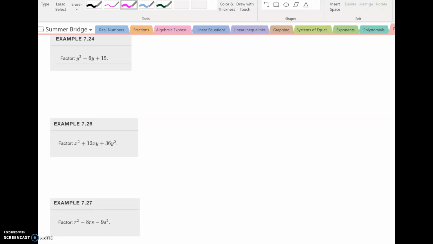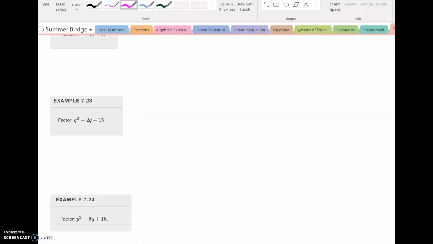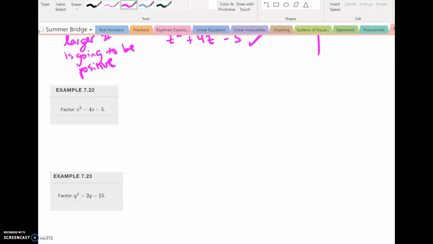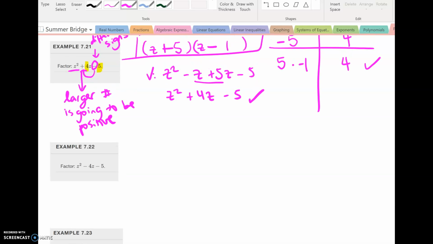Do have quite a few left. We're probably not going to do all of these, but I do want to do this next one. Because it's kind of the same example as the one above, just because this is negative, so they're both different signs. However, we take a look over here and it's negative, which means to say the larger factor is going to be negative.